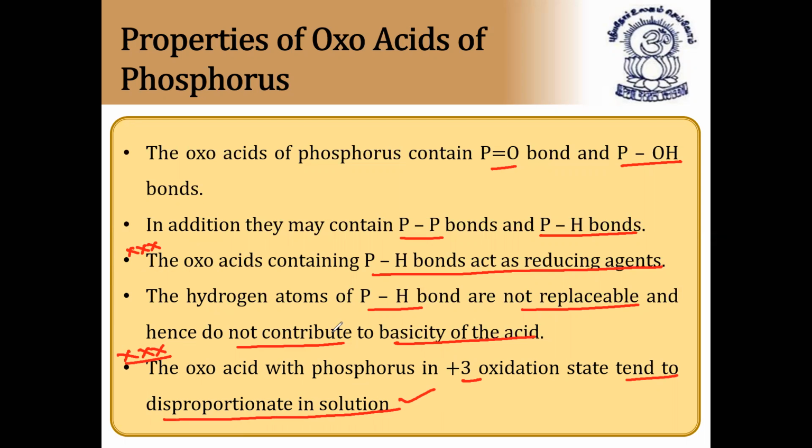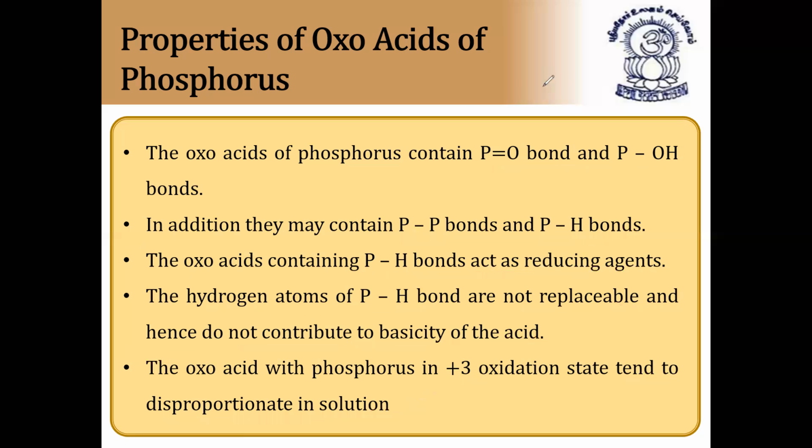So basically, the oxo acids of phosphorus contain P=O bonds and P-OH bonds. In addition, they may contain P-P bonds and P-H bonds. The oxo acids containing P-H bonds act as reducing agents, and P-H hydrogens are not replaceable and hence do not contribute to the basicity of the acid. Only the OH hydrogen is replaceable, hence they contribute to the basicity of the acid.